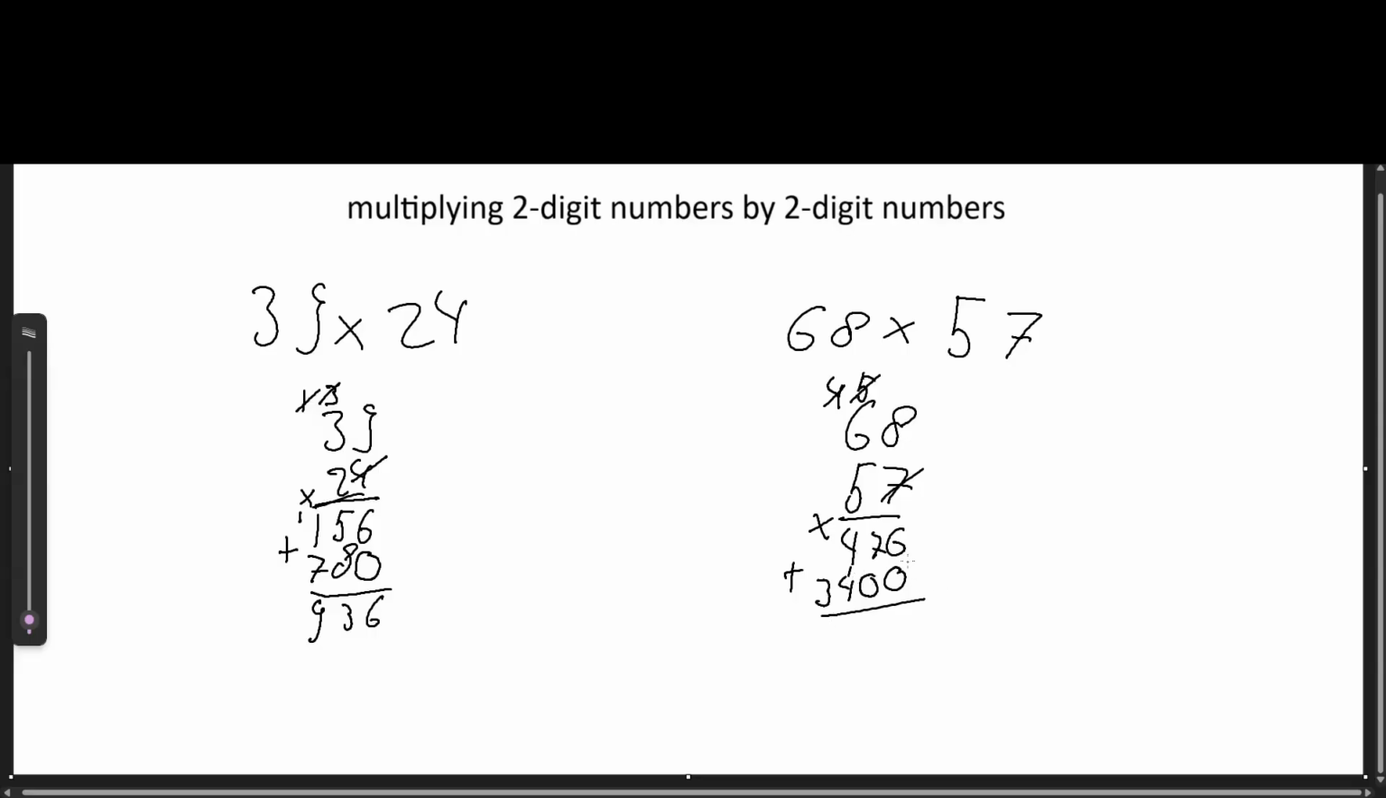Get rid of the number if you'd like, place a line, and we just have to add them all together. 6 plus 0 is 6, 7 plus 0 is 7, 4 plus 4 is 8, and the 3. So this should be our outcome, to 68 times 57.